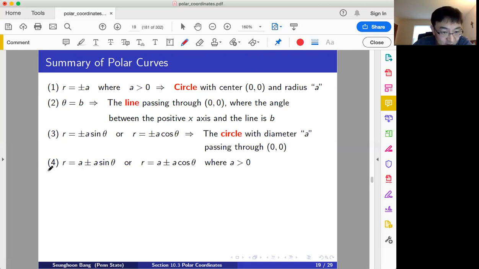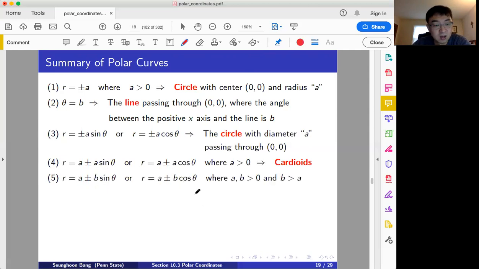This is the key part. We have constant exactly the same as the coefficient of sine and cosine. We have a cardioid, shape is heart. The last one, R equals A plus minus B sine theta. We can compare A and B here.